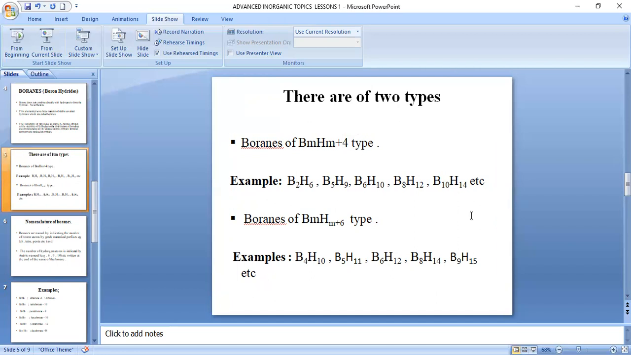Then another type of borane is BnHn+6. Now, if the number of boron atoms is 4, 4 plus 6 is equal to 10. If it is 5, then 5 plus 6 is equal to 11, and so on and so forth.